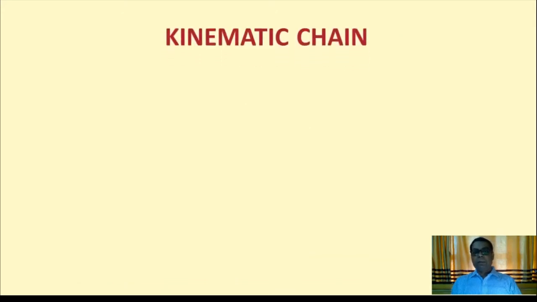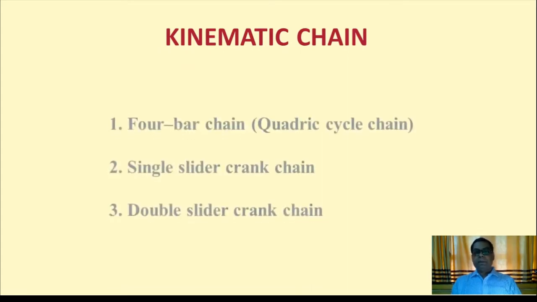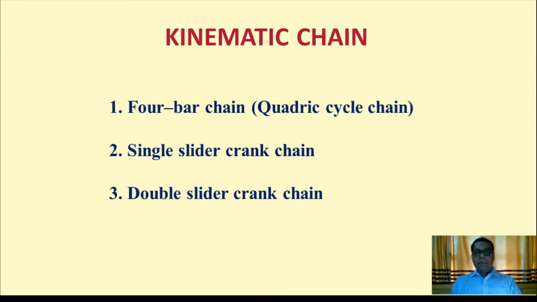So in today's video we are going to discuss the kinematic chain. In a kinematic chain, primarily there are three different types. One is the 4-bar chain or quadratic cycle chain, the second one is the single slider crank chain, and the third one is the double slider crank chain.